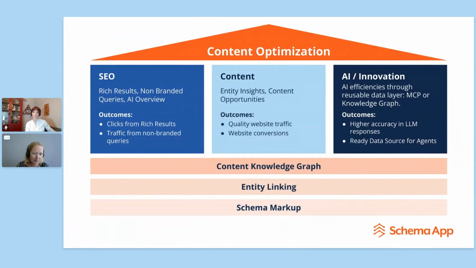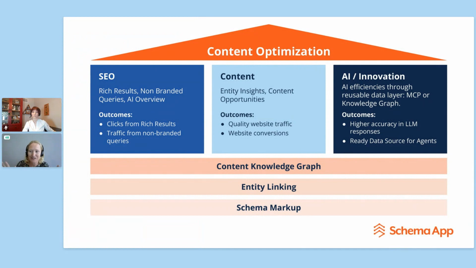So at Schema App, we like to think about entities, schema markup and content knowledge graphs as unlocking different areas of value. When someone talks to me about doing schema markup, I'm really wondering, they're at that base layer, right? They're optimizing what's on a page. They might just be optimizing to get a rich result. And the powerful unlock comes when you add this entity linking element to your schema markup.